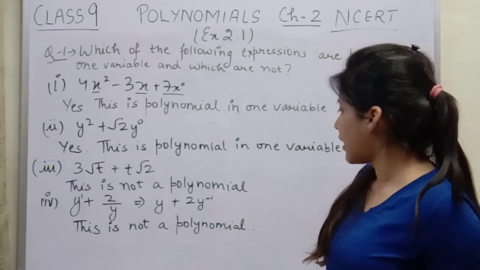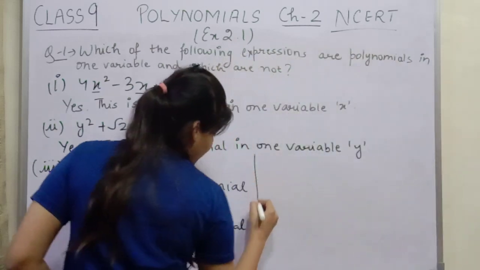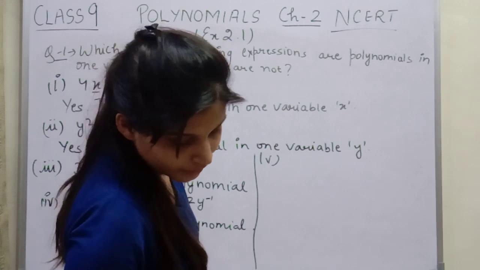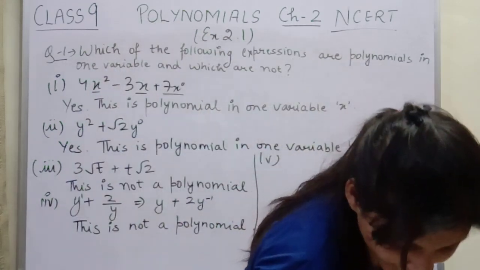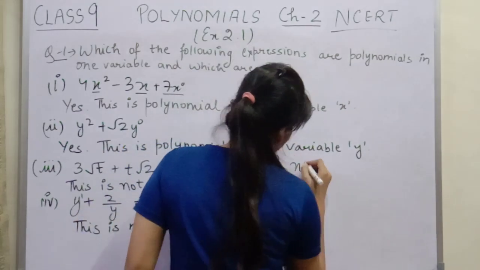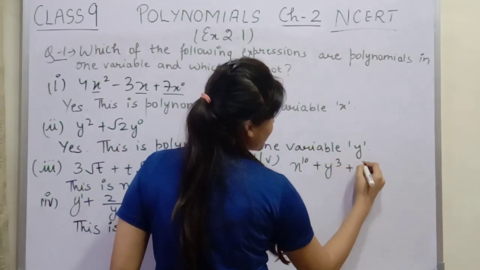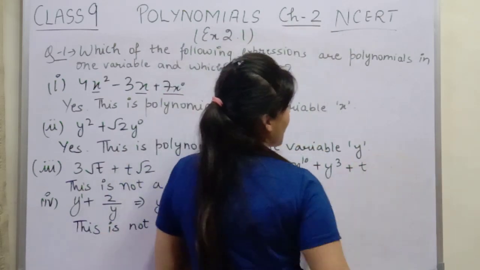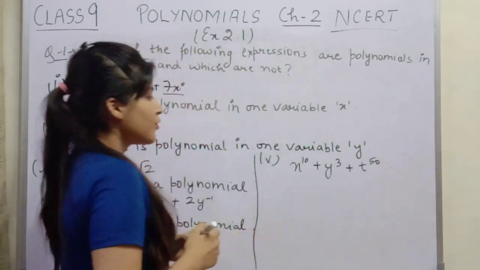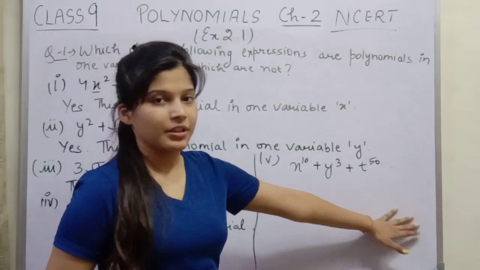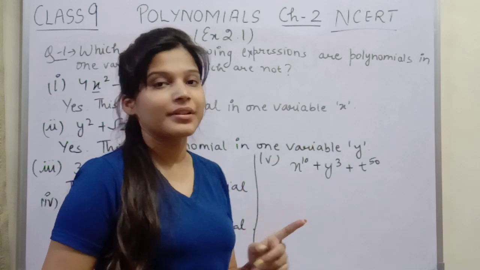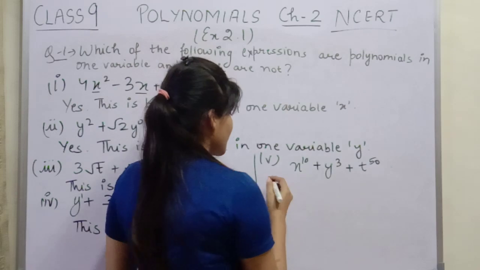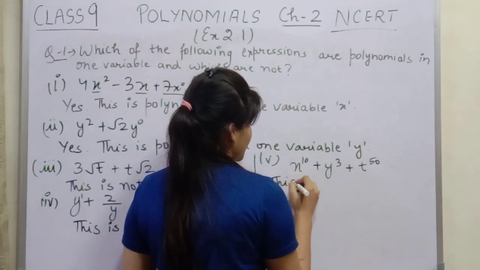Coming to the fifth part now. Okay, so the fifth part is x raised to the power 10 plus y raised to the power 3 plus t raised to the power 50. So children, now this is a polynomial, okay, but this is not in one variable. x, y, t are different variables, there are 3 variables. So this is not a polynomial in one variable.